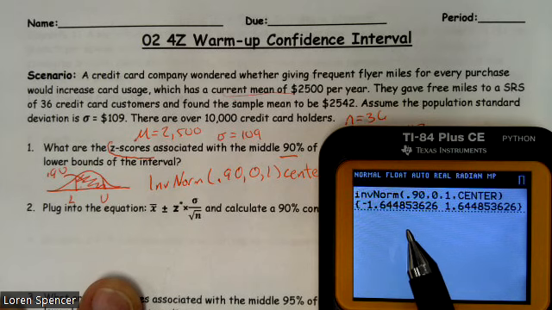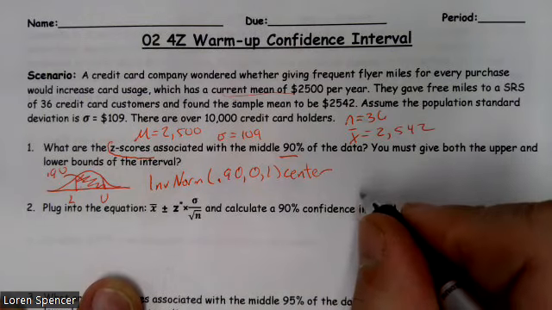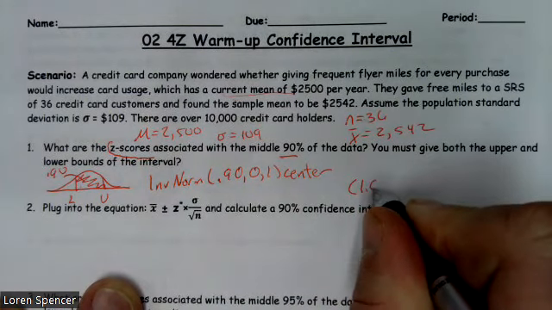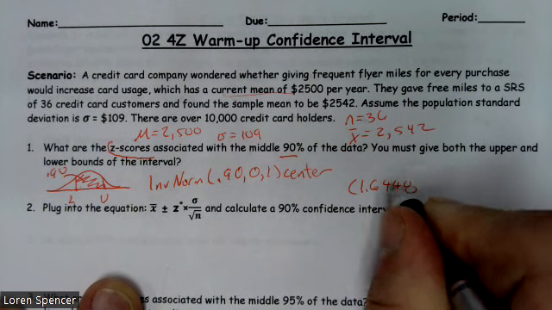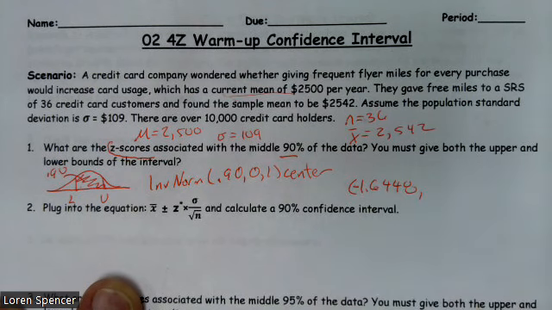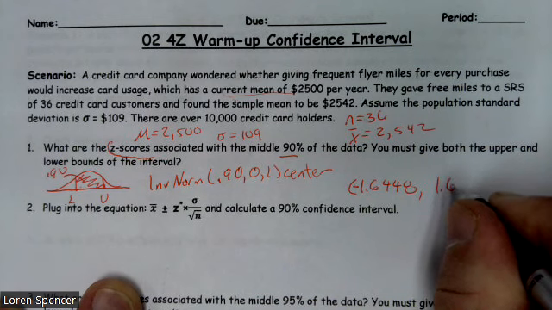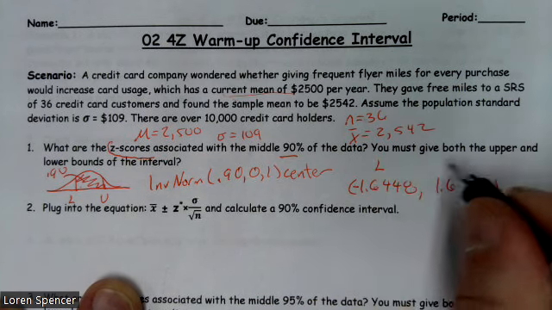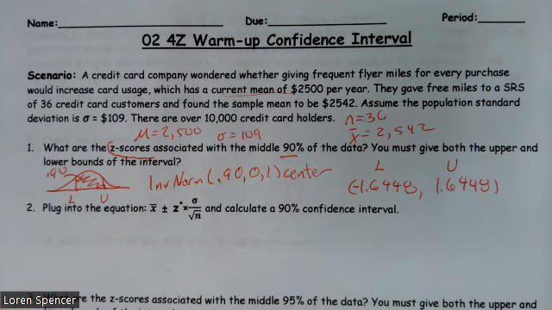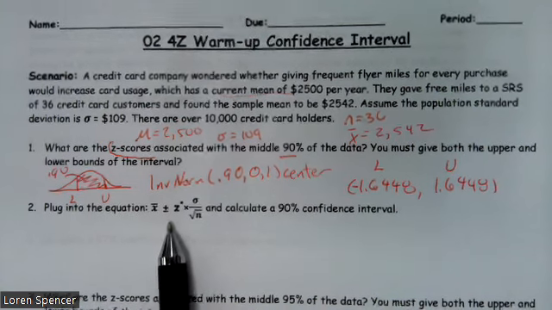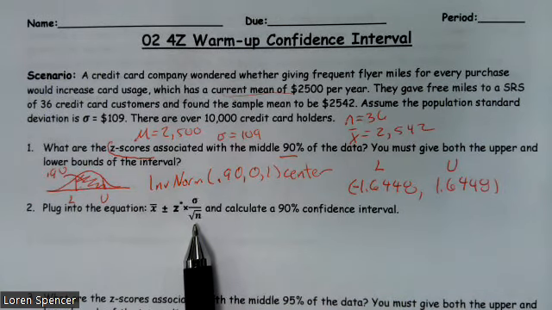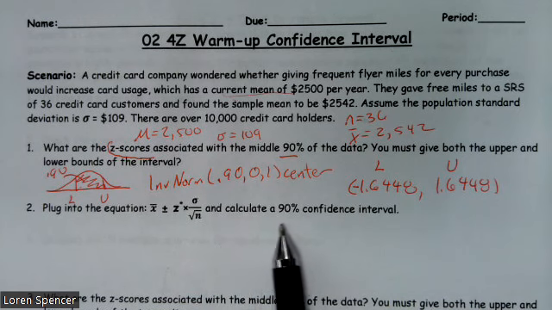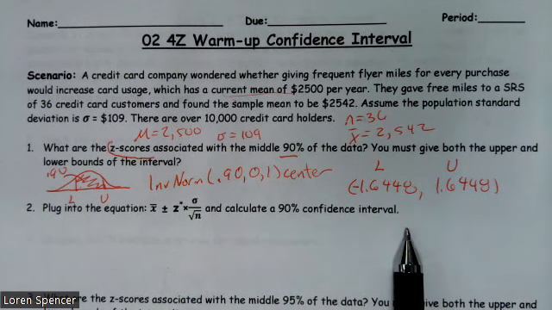We get a negative 1.6448, and of course a positive of the same thing. So negative 1.6448 is my lower, and my upper is 1.6448. The reason they are opposite is because we are symmetric and centered about 0. So plug into the equation x bar plus or minus z star, standard deviation divided by the square root of n, and calculate a 90% confidence interval.